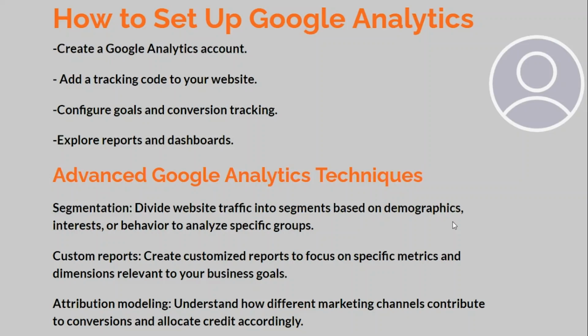Now, third one is attribution modeling. Now, the way attribution modeling is that it helps you understand how different marketing channels contribute to conversions and how you can allocate credit accordingly. So it gives you insight into how different marketing channels contribute to conversion. So it could be from your social media, it could be from your SEO, it could be from anything basically. The process of attribution modeling is that it just helps you understand how each of these marketing channels contributes to different conversions and how you can now allocate resources accordingly.